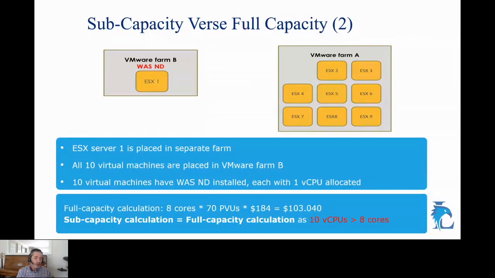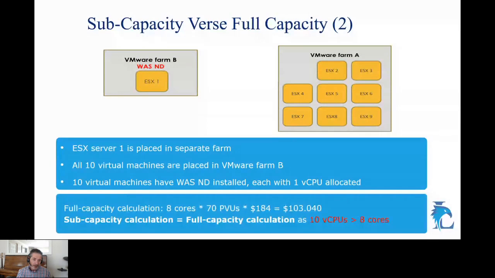Physically, there are 8 cores on this machine. Even though we've assigned 10 virtual CPUs, IBM will only require licenses for the physical core limit of that machine. So in this case, both the virtual and the physical are the same. What's also interesting here, though, is that this is a very common remedial action.